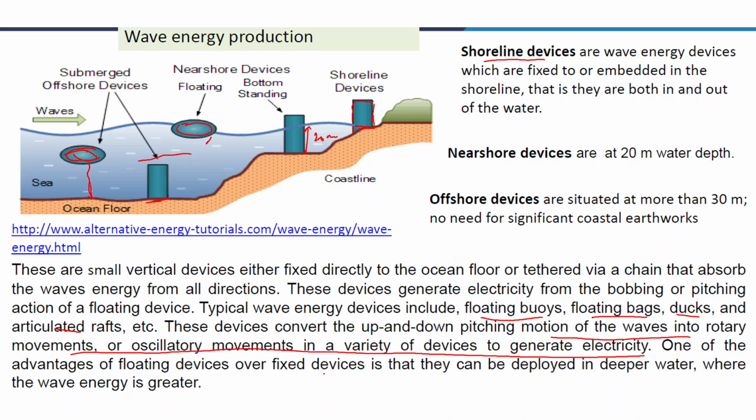One advantage of floating devices over fixed devices is that they can be deployed in deeper water, anywhere in the ocean, without concern about the depth of the sea floor. At very deep ocean areas also they can be installed. The wave energy is much greater in deeper areas, so these floating devices have the advantage that they can harness more energy.